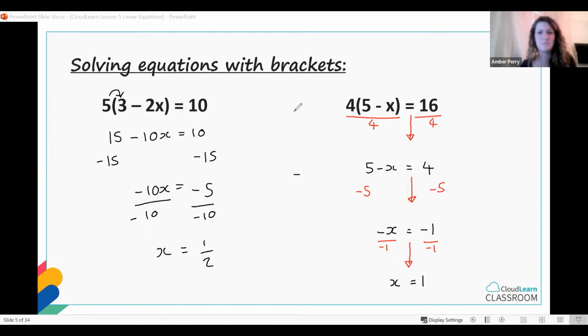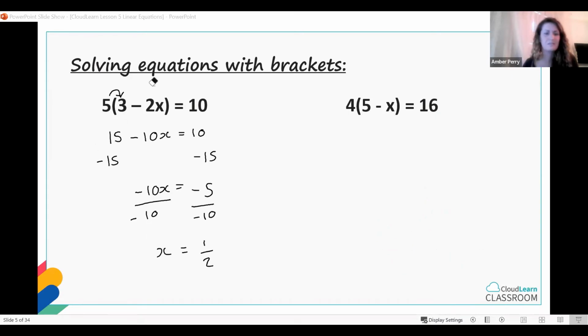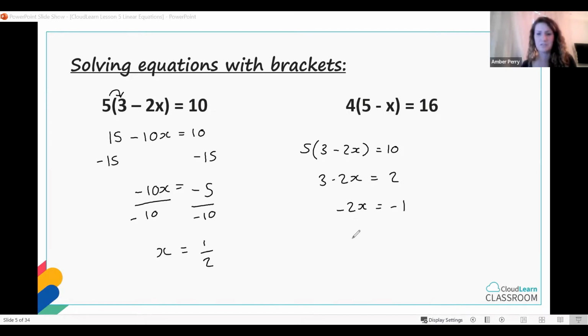Is that the same as what we got last time? No. Last time we did 5 times 3 minus 2x equals 10. We divided by 5 first, so we've got 3 minus 2x equals 2. We subtracted the 1, so we've got minus 2x equals minus 1. And then we divided by the minus 2, so we've got x equals 1/2. Oh yeah, we do have the same answer. It should be the same.